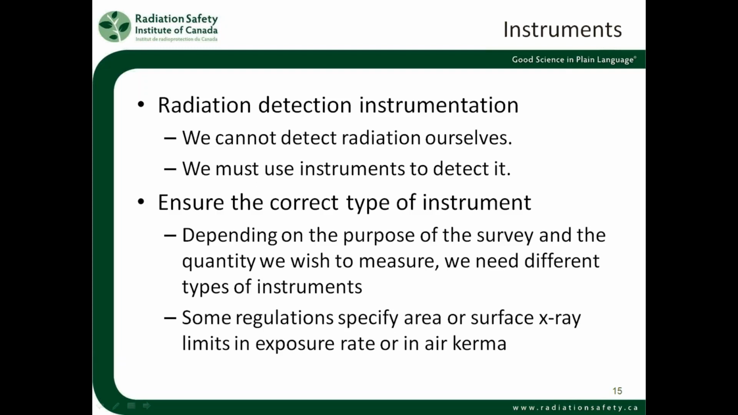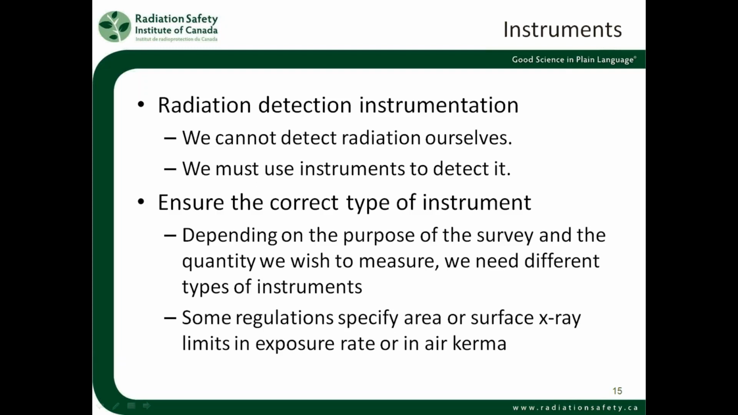And depending on the purpose of the survey that we're going to do and what we want to measure, we're going to use a different type of instrument. We may be regulated in some areas as to a specific survey that has to be done or a specific dose quantity that needs to be measured. For example, some regulations limit the exposure rate in milliröntgen per hour or might use air kerma, whereas other areas might allow us to measure in dose rate. So we're going to have to understand the type of survey that we're doing and the purpose of it in order to make sure that we get the right equipment.